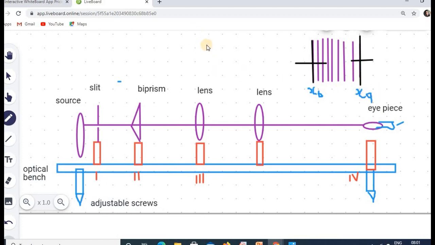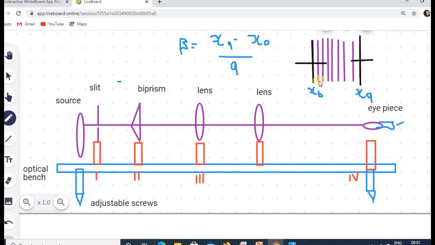So what will be beta, our fringe width, the width of one fringe? It will be x9 minus x0, which gives you the width of 9 fringes. Divided by 9, it gives you the width of one fringe. That's all, right?